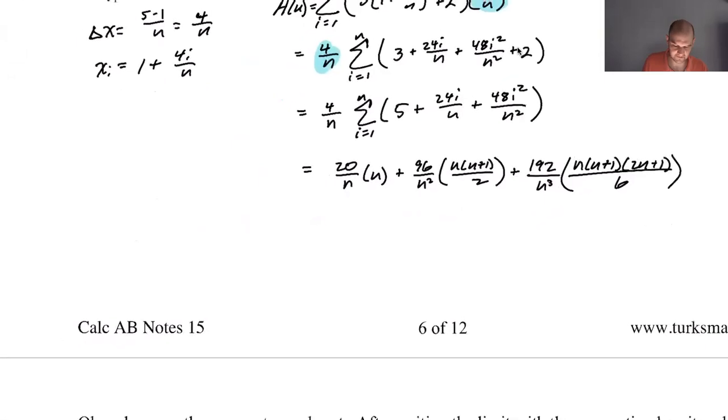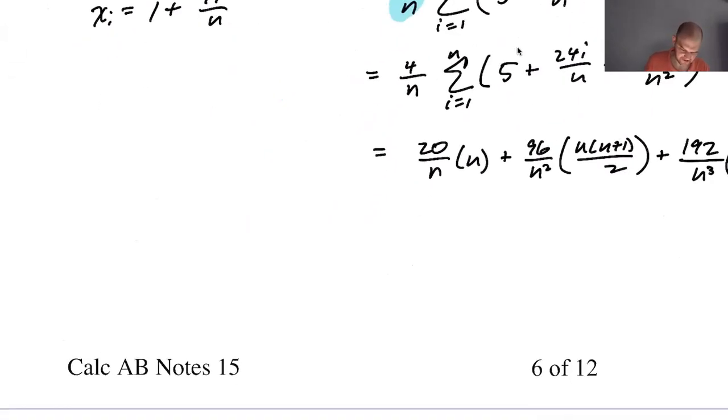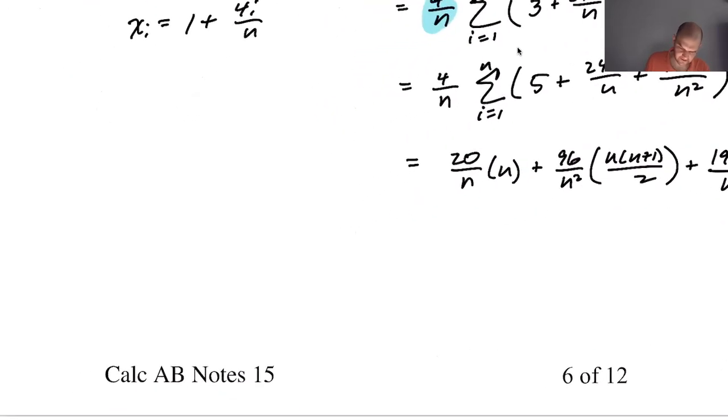Now what we want to do is the true value. So the integral from 1 to 5 of 3x squared plus 2.